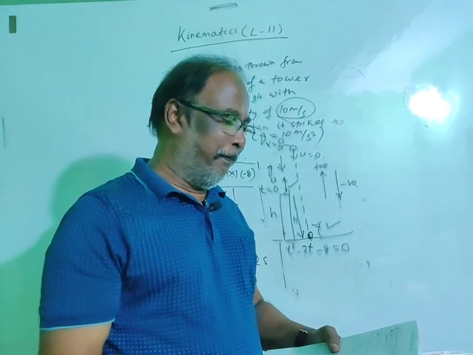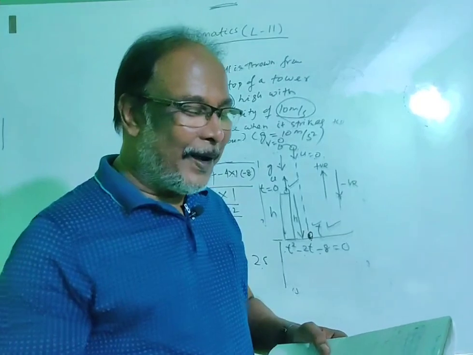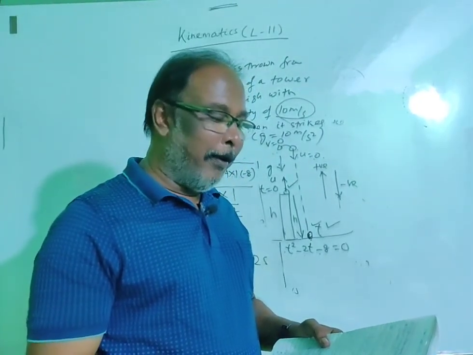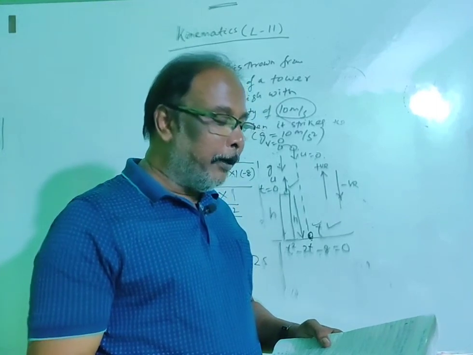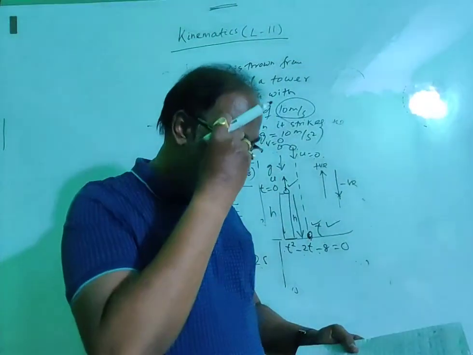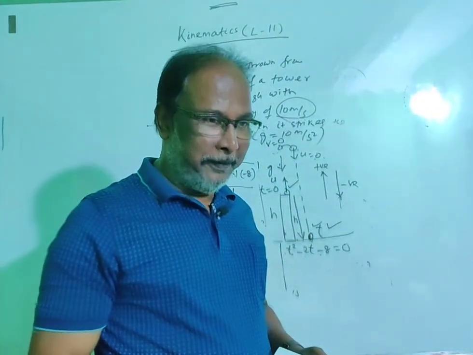Madam Prachi, a ball is thrown upwards from the top of a tower 40 meter high with a velocity of 10 meter per second. Find the time when it strikes the ground. I think I will not solve this question.